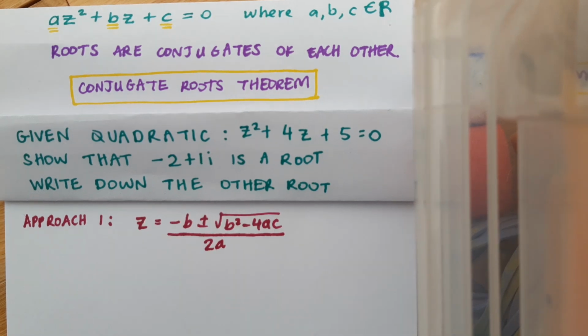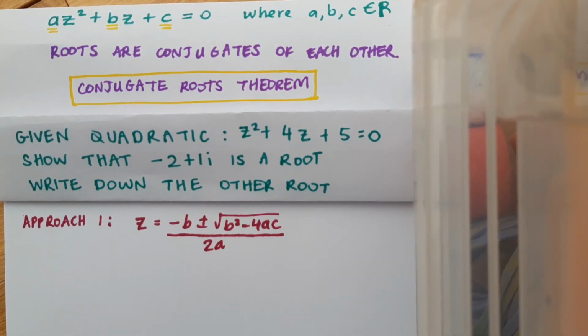So minus b plus or minus the square root of b squared minus 4ac all over 2a. Now, like I said, I've shown how to do this in a previous video, so I'm not going to go through all of that again. But what I would like you to do yourself is to make a note of your a, b, and c values for this quadratic, fill in the formula, and see what you get. You're going to expect that minus 2 plus 1i is one of the roots. And then, because of the conjugate roots theorem, I would expect the other root to be minus 2 minus 1i.